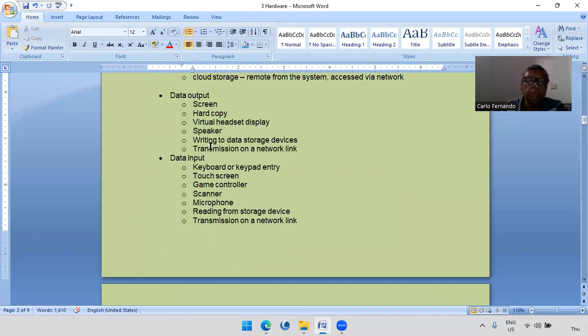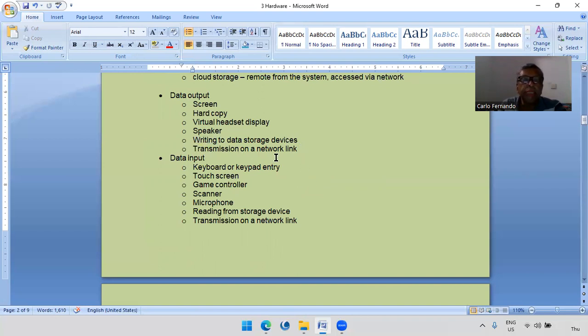Then the speaker, right into data storage devices, is also an output. See, all these are output, we are talking about output, virtual headset display also. Output coming for you to see. The speaker will give out the sound. Write into data storage devices. If you are saving a file onto a hard disk, all the data that is processed is put into a file and saved on the hard disk, that is also output.